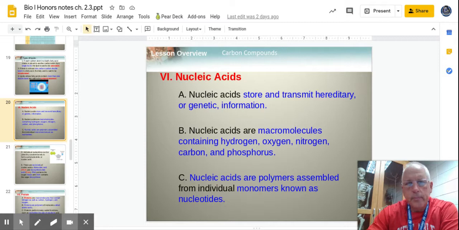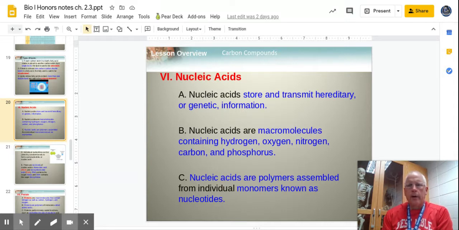So, nucleic acids, I'm not going to spend a ton of time on, mainly because I'll go over them in detail a couple chapters from now. So, just a little brief stuff about them, just a couple slides. They transmit and store genetic information. We're talking about DNA and RNA.